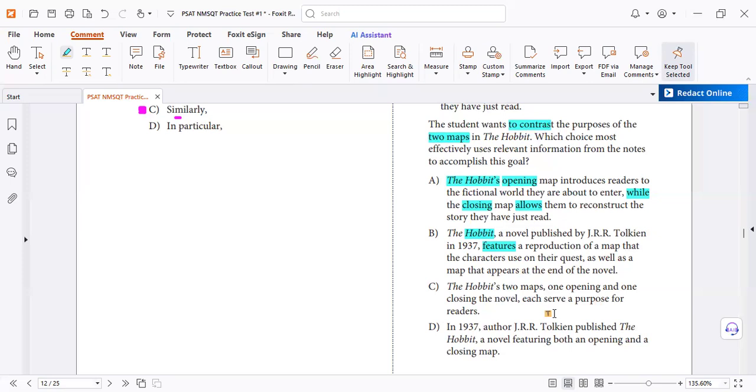Here he mentioned, okay, we have opening and closing, but where is the language of contrast like while? We need language of contrast like while, in contrast, by contrast, so there is no language. That means here letter A is correct. That's all.